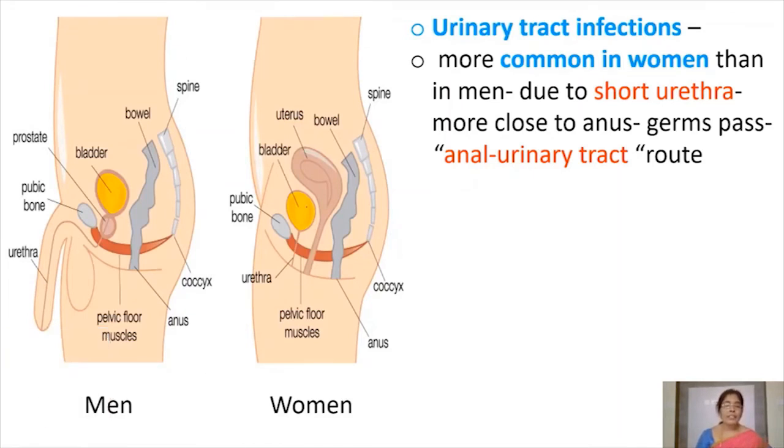So in case of women, చూడండి, this is urinary bladder and urethra is from the neck of the urinary bladder. This is urethra. Urethra is short and this urethra opens outside through urethral orifice and this is anal aperture through which the fecal matter is sent out.